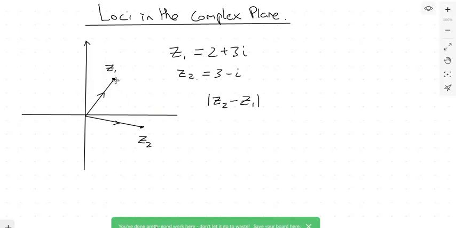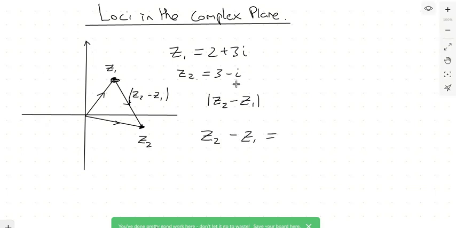Because if I work out Z2 minus Z1, just like a vector, Z2 minus Z1 is this here, really. It's just not starting from the origin, but that would be, if you like, Z2 minus Z1. Well, the length of Z2 minus Z1 is the distance from here to here. And you can see that it works like this, because what is Z2 minus Z1 in this example?